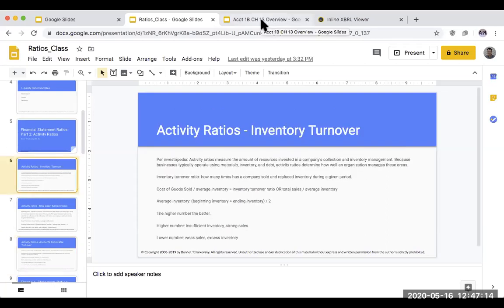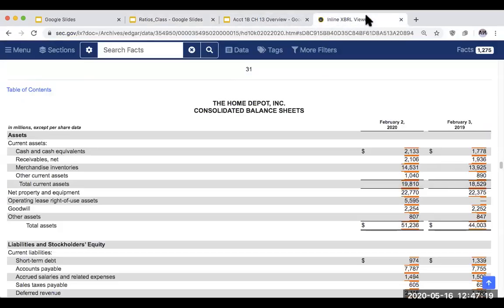But before you just start saying, okay, I'm going to use inventory turnover, you need to ask yourself first, would using inventory turnover to analyze Home Depot give me something meaningful? And the answer is probably yes, because of how large the inventory balance is relative to the other items that are here. So this is why, before we go through and do a financial statement analysis, we don't want to be walking in blindly.